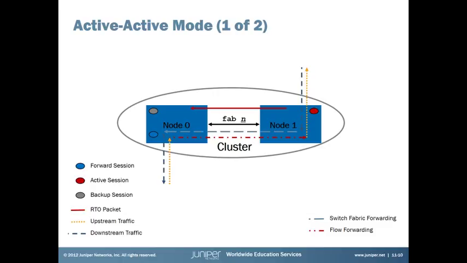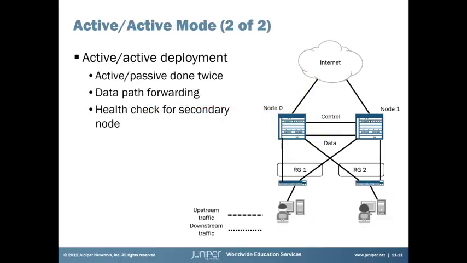Okay, so we can have active mode. Now we're talking about the forwarding planes there in active. So let's take a look at how to deploy that. Essentially it's the active-passive mode done twice, but you do it on each node. We have a data forwarding path which links the two together, so that if data has to transition between the devices, it will go across the data path. And we have a health check for the secondary node in place.